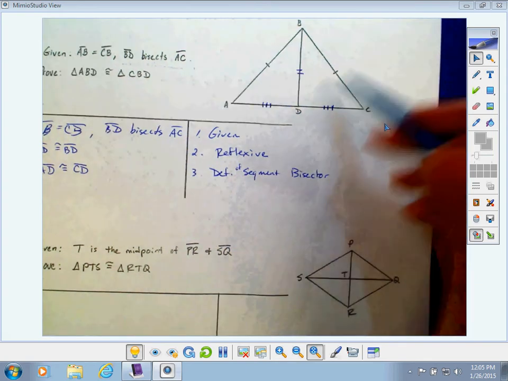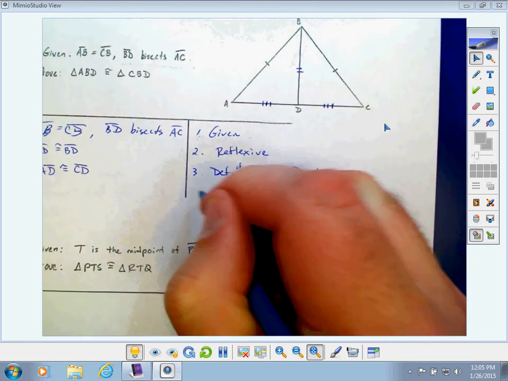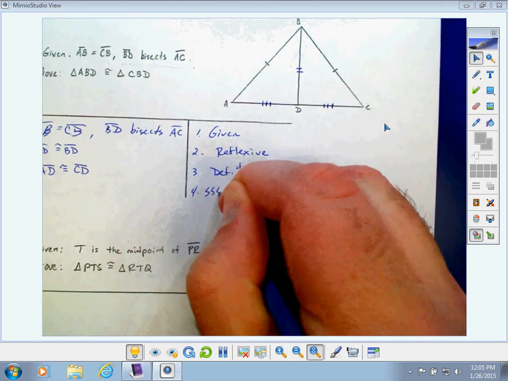And then I would look at my triangle and I would see that I have 3 things marked and they're all sides. So our reasoning here is S, S, S.